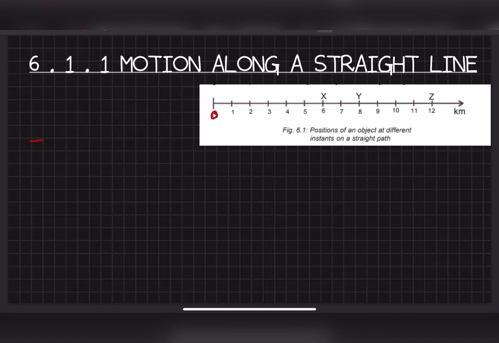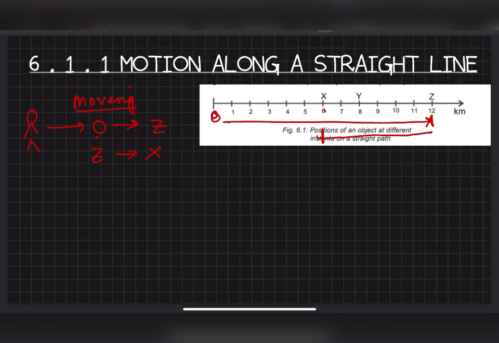Let me take the example. You have started moving, let's say, in a vehicle. No, let's not make a vehicle. Let's say you are moving from O to Z, and from Z to X. Moving from O to Z, that is, O is here, Z is here. Till here you are moving and you are coming back to X.